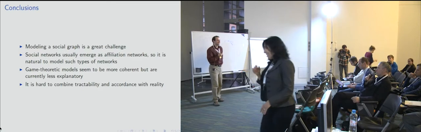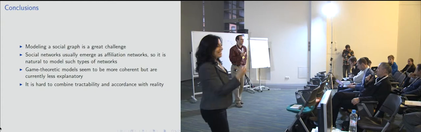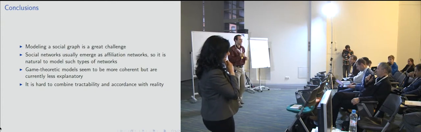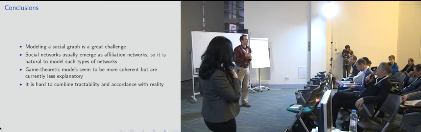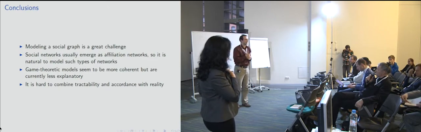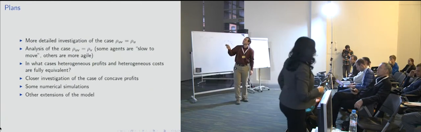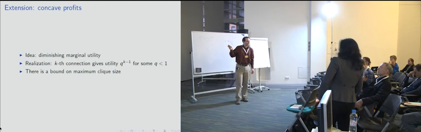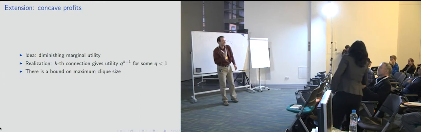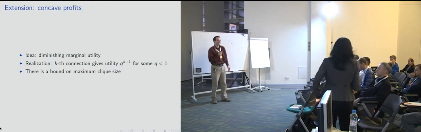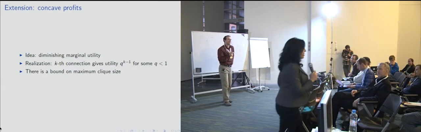So when you got to this modified model where my benefit of having k friends is only q to the k, does that lead to capping off the degree distribution, or do you still have power law degree distributions? You mean this model? Yes, this one. It's ongoing, so we haven't answered yet. Any other questions?